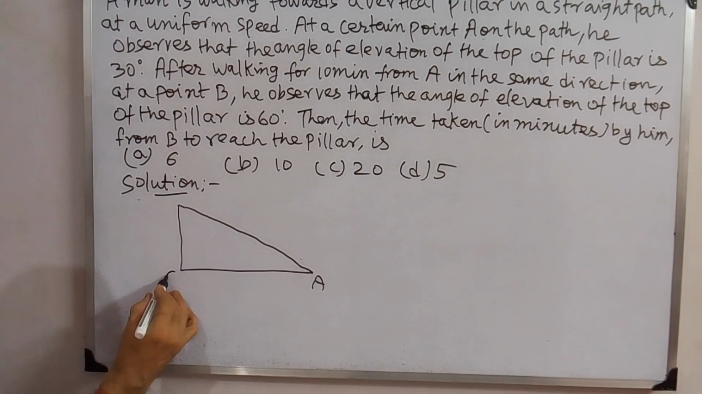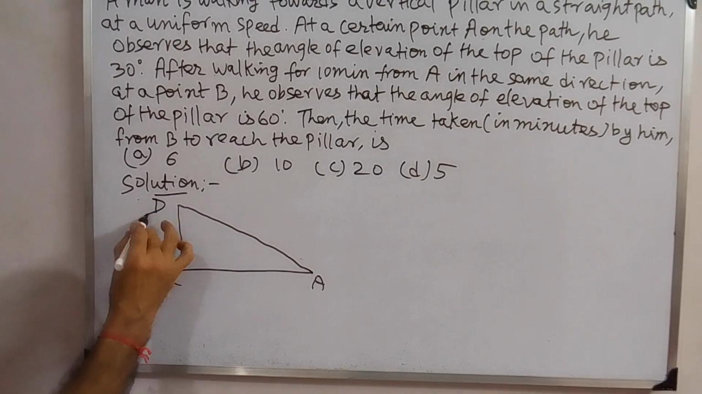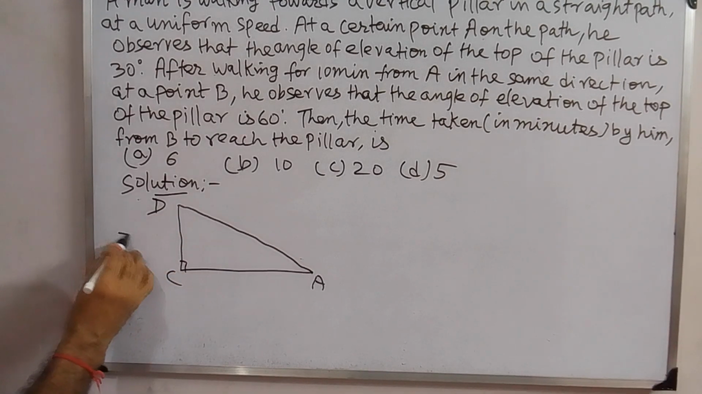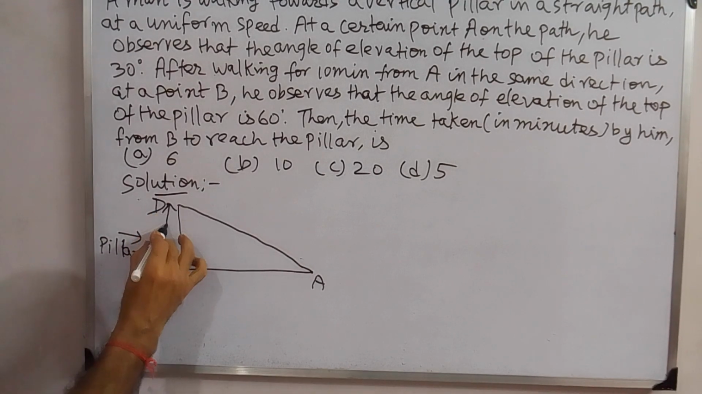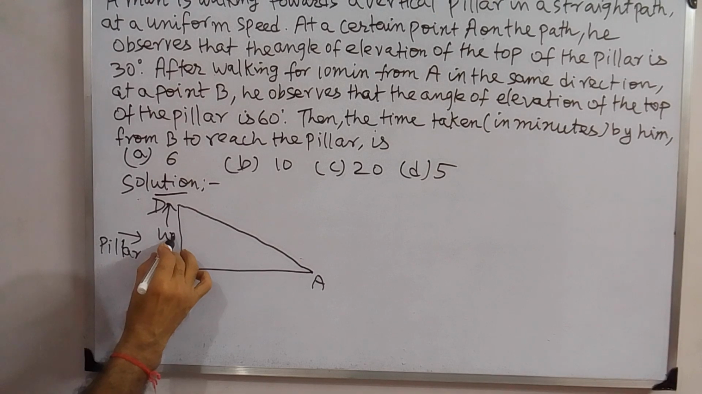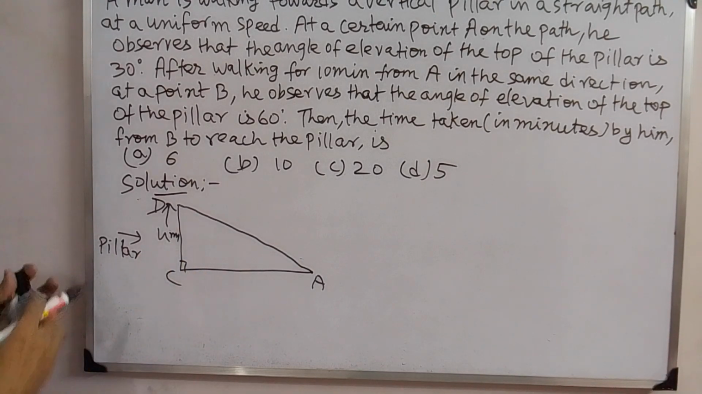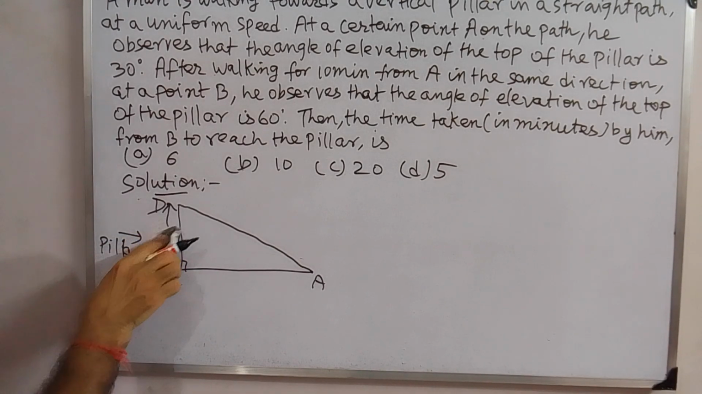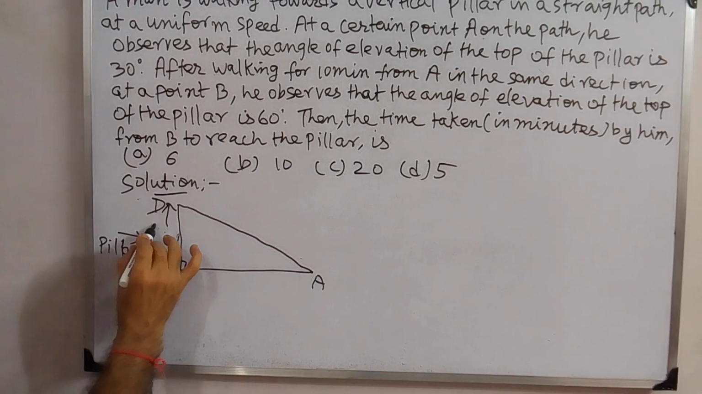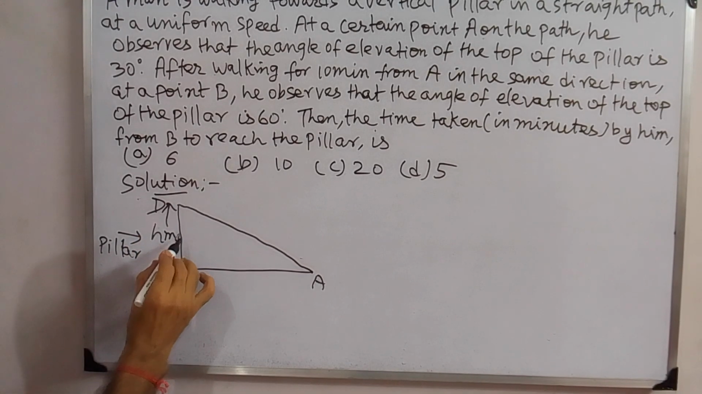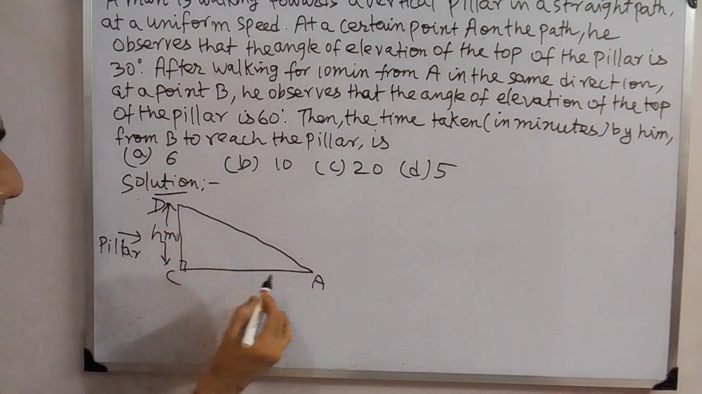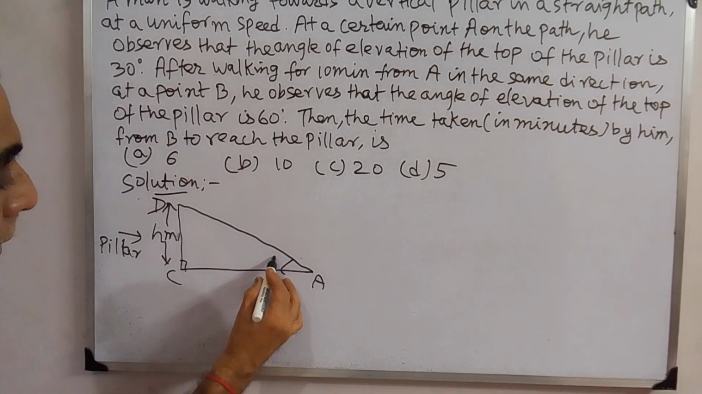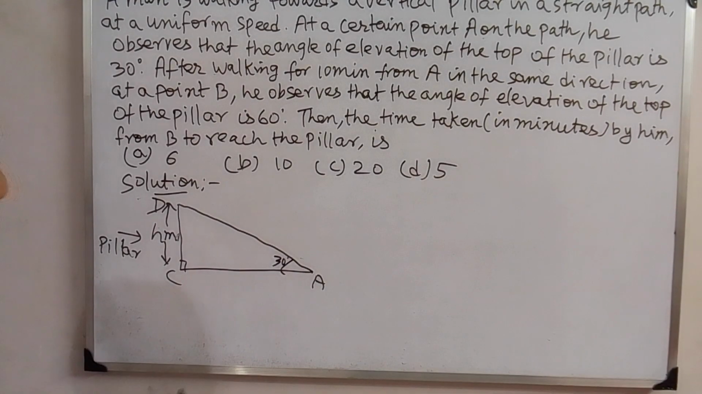Now suppose we call this point C and this point D. So this is the pillar, whose height we are taking, suppose h meter. Let this be h meter, so this height is h meter. Now from A, the angle of elevation is said to be 30 degree. So this angle is 30 degree.